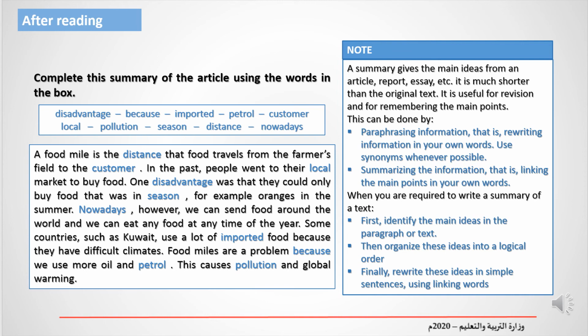When you are required to write a summary of a text, first, identify the main points in the paragraph or text. Then, organize these ideas into a logical order. And finally, rewrite these ideas in simple sentences using linking words. You have 2 minutes to do the task. Pause the presentation. Now check your answers.